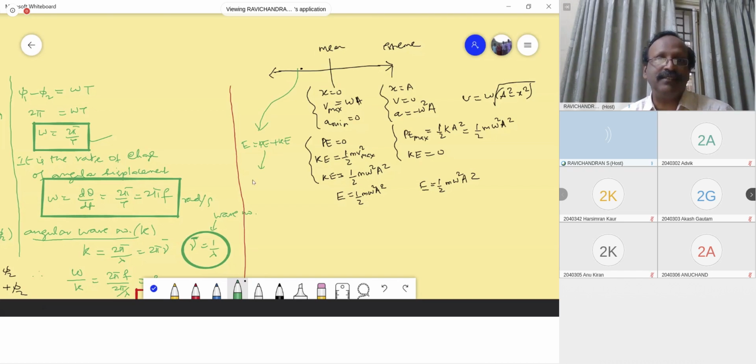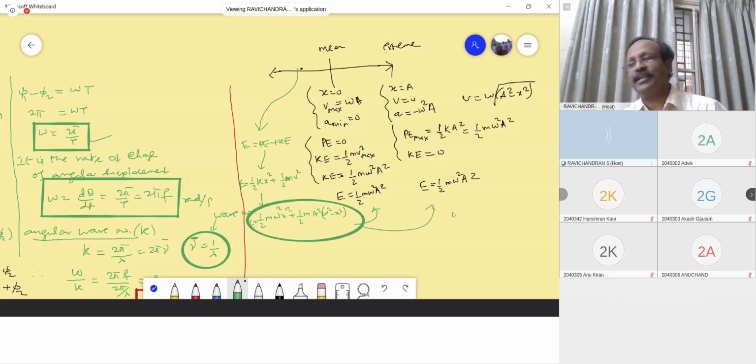This potential energy can be given as half k x square, and here you can write half m v square is equal to E. So this value can be written as half m omega square into x square. And here I can write half m, v square is nothing but omega square into a square minus x square. Even if you write it here, this total energy will be equal to this energy, equal to this energy. This is what I just want to give you from the examination point of view. Hope you understood this one.